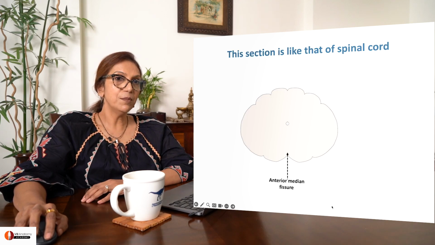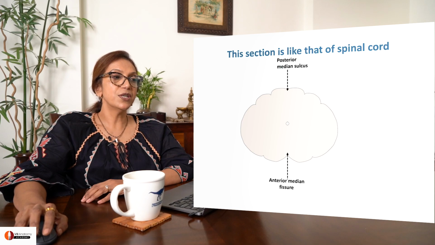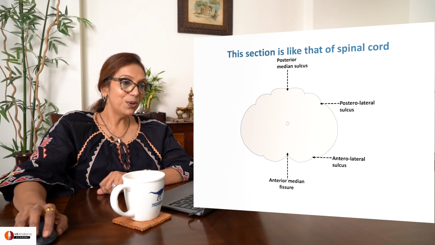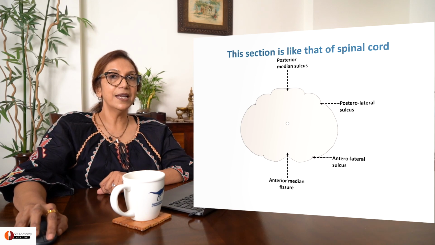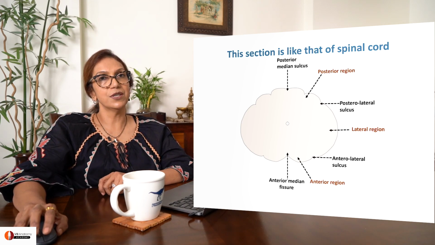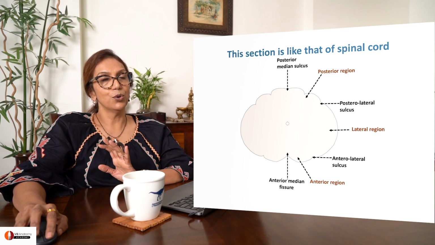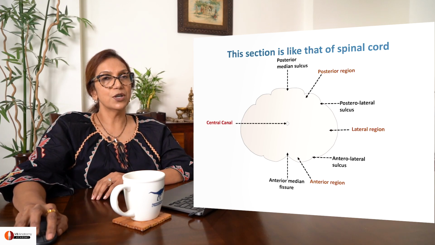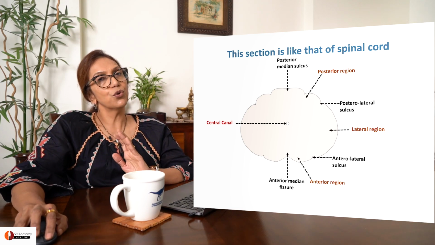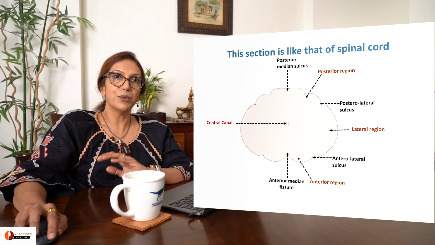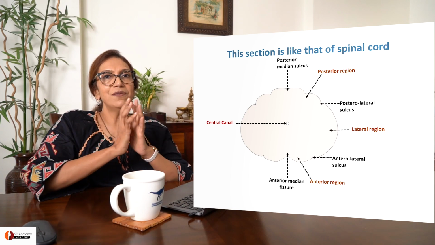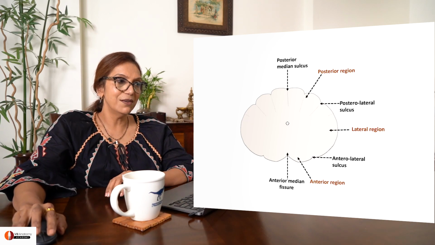This is your anterior median fissure, posterior median sulcus, just like the spinal cord. Anterolateral, posterolateral sulci, and therefore anterior region, lateral region, and posterior region, just like the spinal cord. This is the central canal. Are you okay up till here? You can pause the video to do your drawing at leisure. Enjoy the process. Okay. So this is the medulla. It's a little modification of the spinal cord section that we have studied.